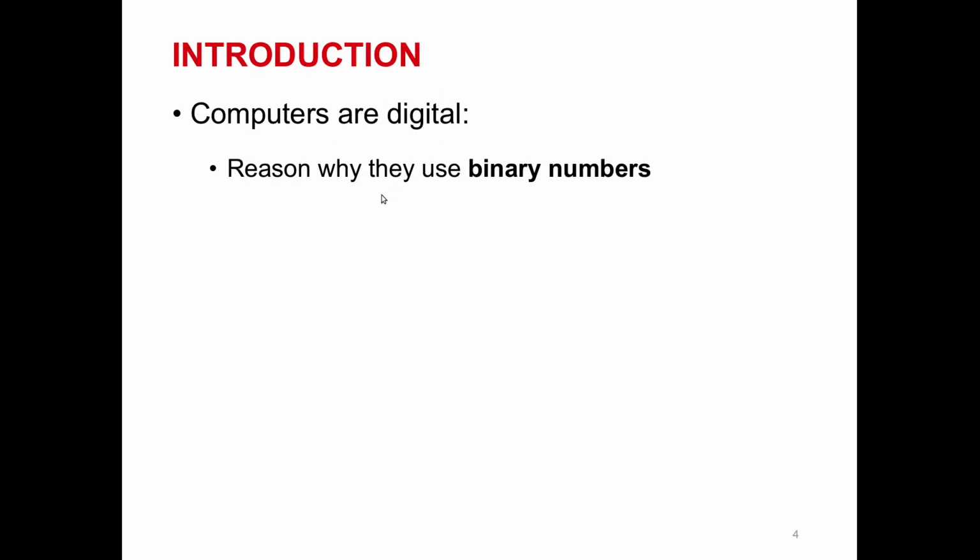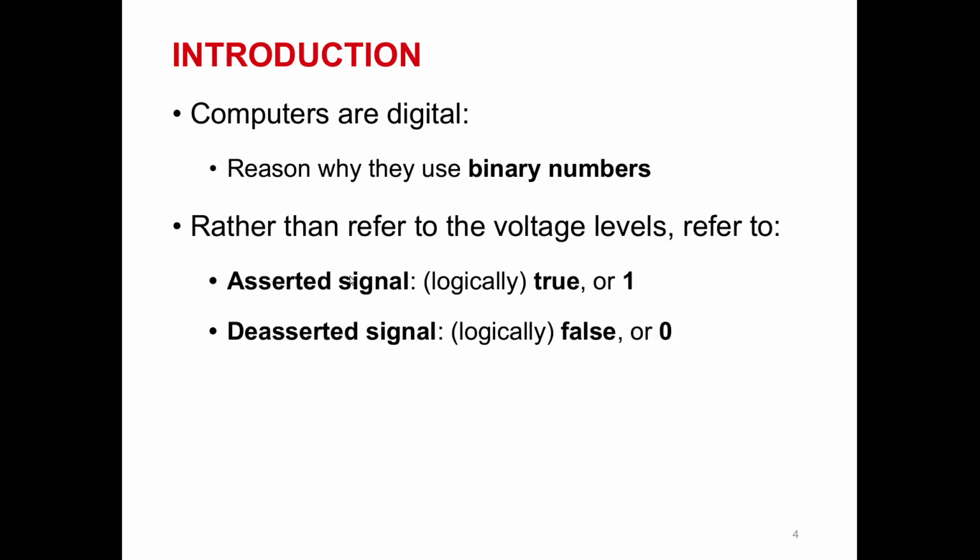Why is it digital? Because you use the voltage as either a high or low voltage, and so you have a binary number: either 0 by low voltage or 1 by high voltage. So true in logic will be the value of 1, or false in logic will be the value of 0, and it refers to the voltage level, and so it refers to an asserted signal or deasserted signal. Assert is 1 and deassert is 0.